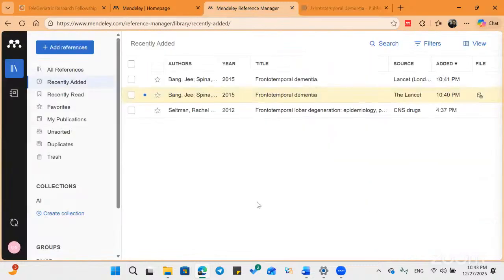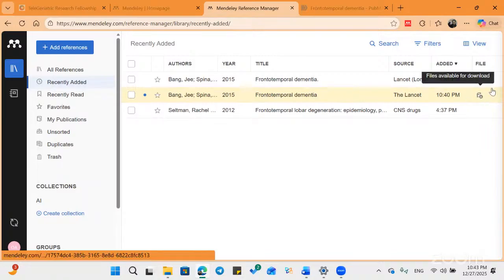Now back to the manager. Here we have the paper we have just added, and you can see this blue circle here. It indicates that this PDF I didn't open yet, and I didn't read.